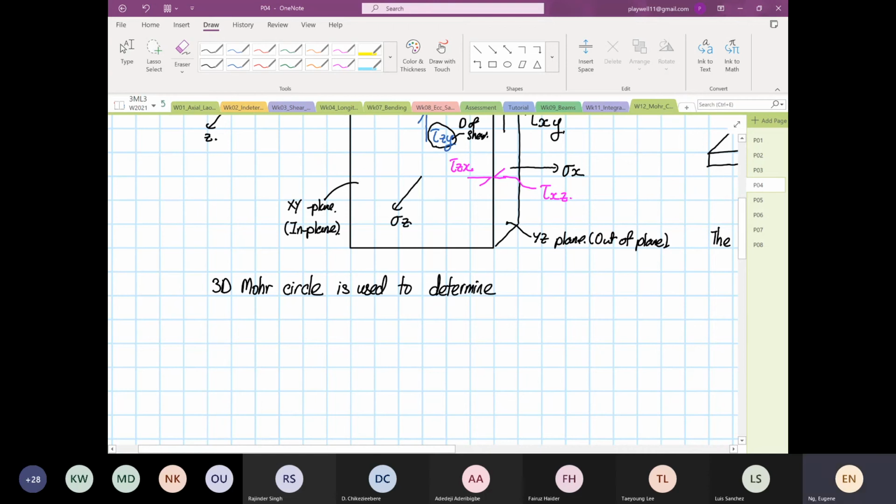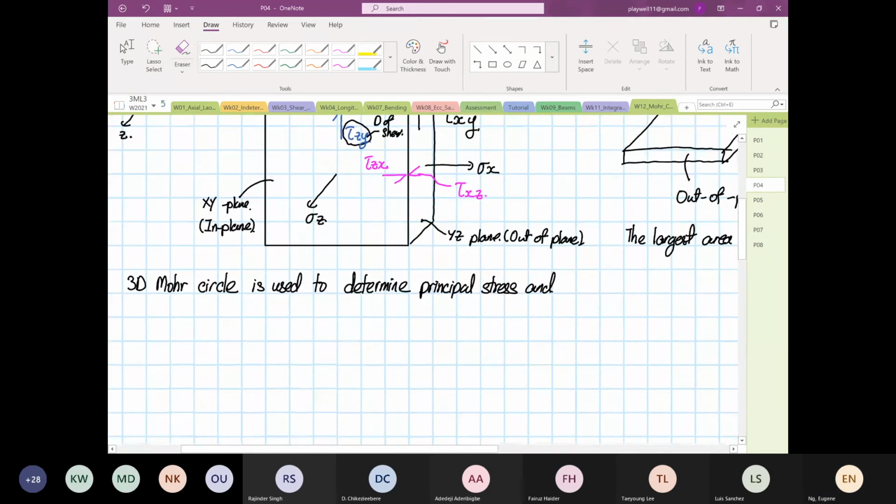Determine principal stress. Okay, principal stress. And more important, maximum shearing stress.